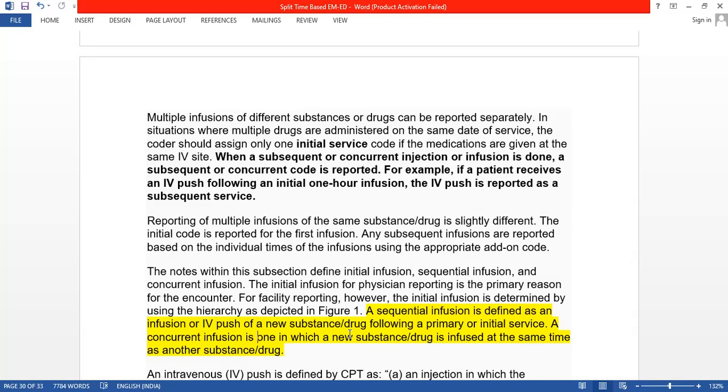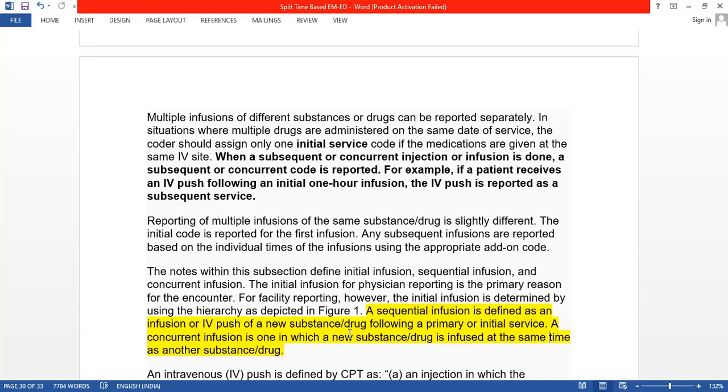So now, what is a concurrent infusion? A concurrent infusion is one in which a new substance or drug is infused at the same time. So what is the difference between sequential and concurrent? Sequential is one after another, but concurrent means simultaneously, at the same time both drugs are running. Two infusions are running together. That is a concurrent infusion. So a concurrent infusion is one in which a new substance or drug is infused at the same time as another substance or drug, right?